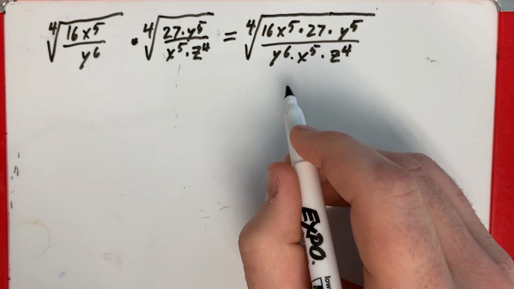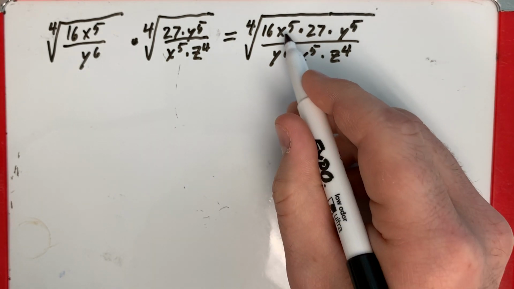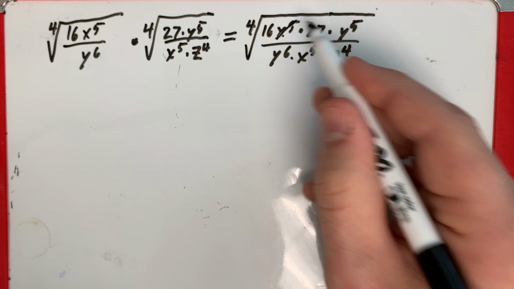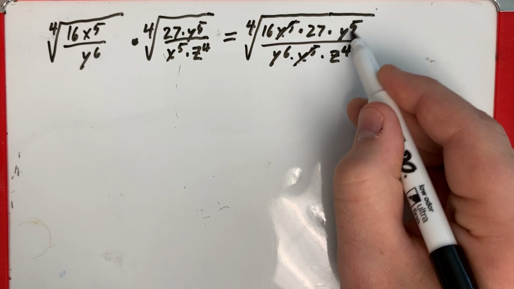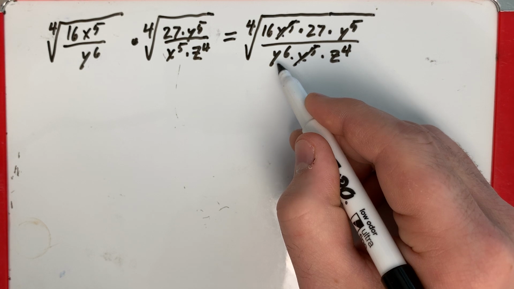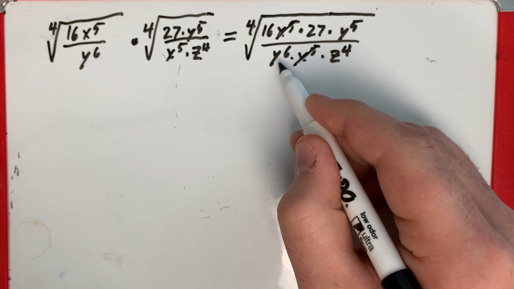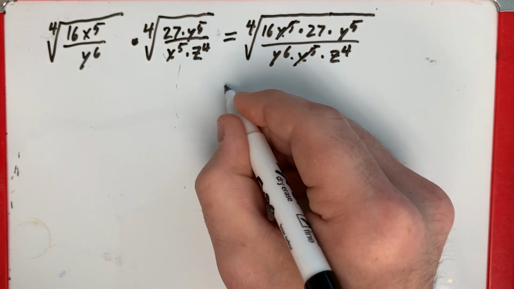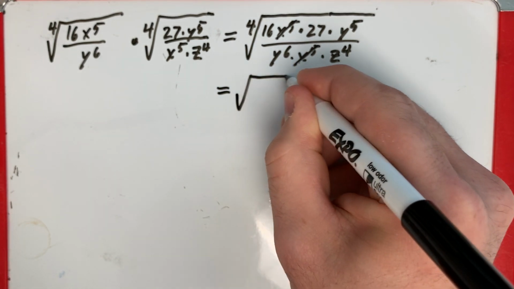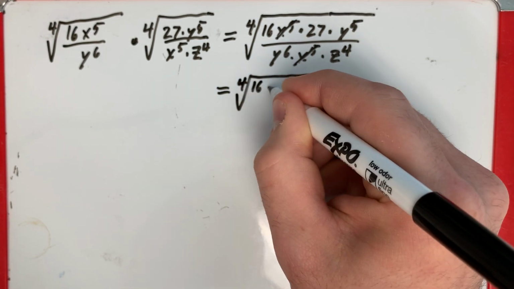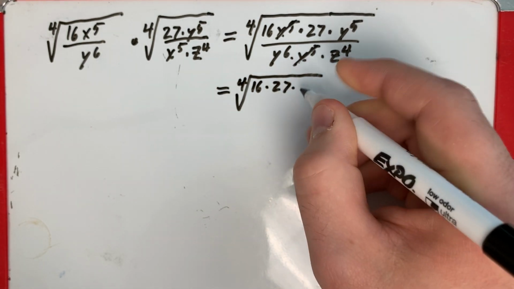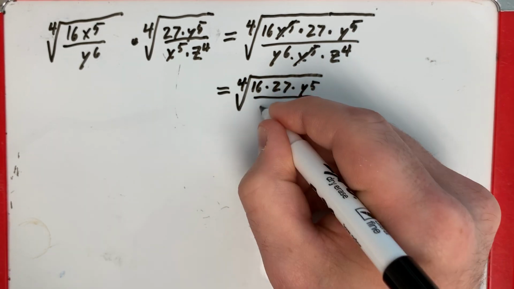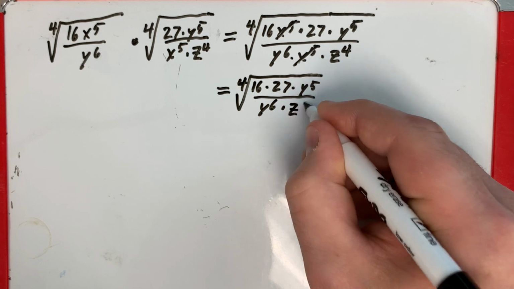Now I can cancel stuff. So notice first that I have 5 x's in the top, I have 5 x's in the denominator as well. So these guys end up canceling out. I have 5 y's in the top and I have 6 in the denominator. So if I were to cancel out as many y's as I possibly could, I'd end up with only 1 y left over in the denominator. So instead of skipping steps, I'll write that out. I'll cancel those x's that I mentioned before, keep the 16, we'll keep the 27, and I have y to the fifth over y to the sixth times z to the fourth.